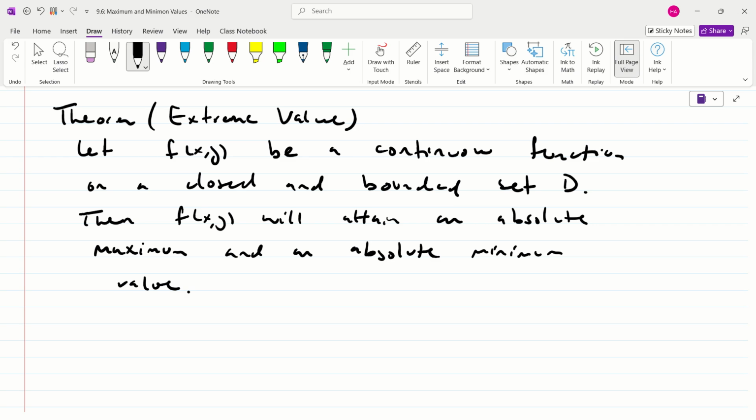Okay, so again, if you have a function that is continuous on a closed and bounded set, then you're guaranteed to have both an absolute maximum and an absolute minimum.